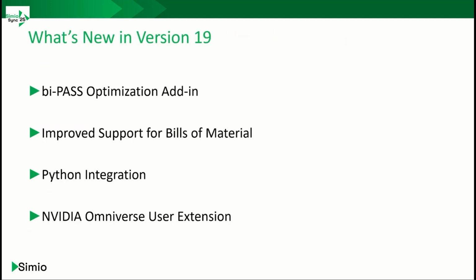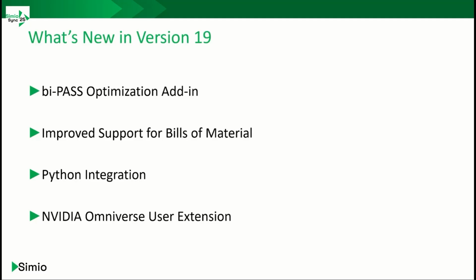We're really excited about the enhancements coming in version 19. I want to highlight 4 key areas. First, we're making updates to optimization performance by introducing bypass. Second, we're enhancing support for bill of materials, making it easier to model complex material flows and multi-level assemblies. But the most exciting updates are the third and fourth ones.